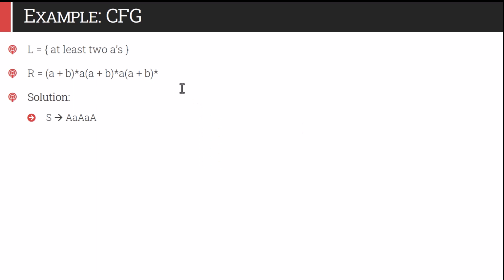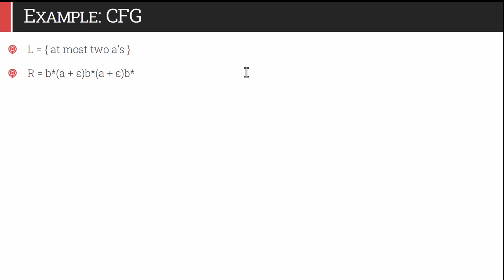So this regular expression we can write as S implies A a A a A. And capital A we have to use to produce (a+b)*. And on the previous slide, we have already seen how to produce (a+b)*, right? So A implies aA or bA or epsilon. So using this recursive definition, we can generate any string over the alphabet a and b.